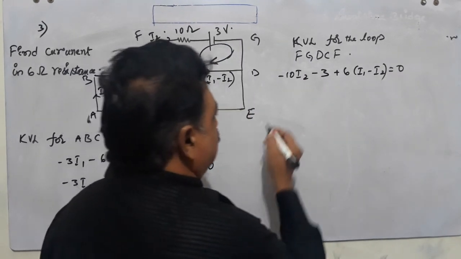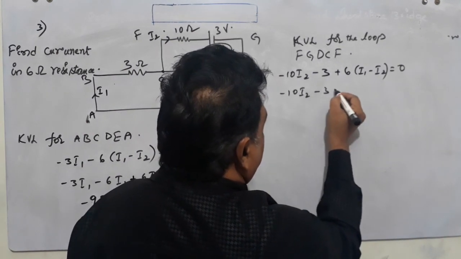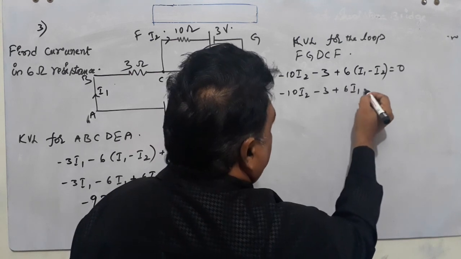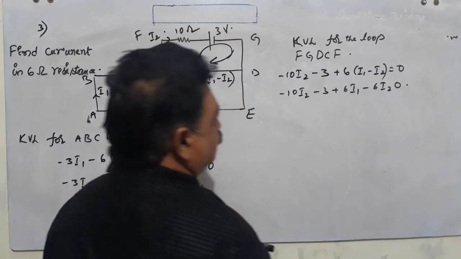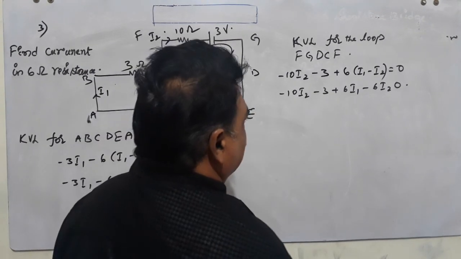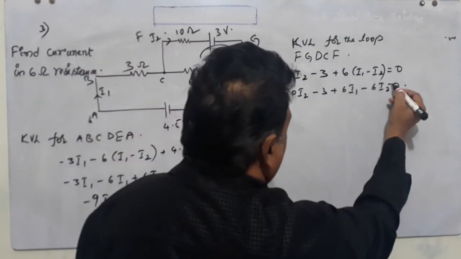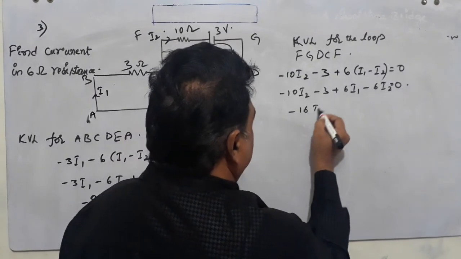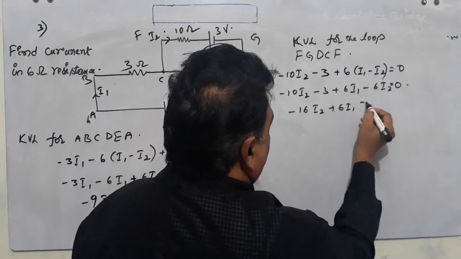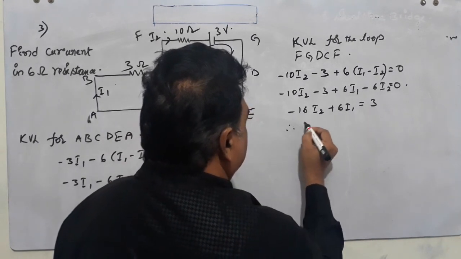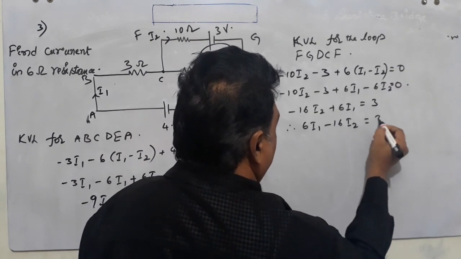In this situation, minus 10 I2 minus 3 plus 6 I1 minus 6 I2 is equal to 0. So what is there here? Minus 10 I2 minus 6 I2 is minus 16 I2, plus 6 I1 is equal to 3. Therefore 6 I1 minus 16 I2 is equal to 3.